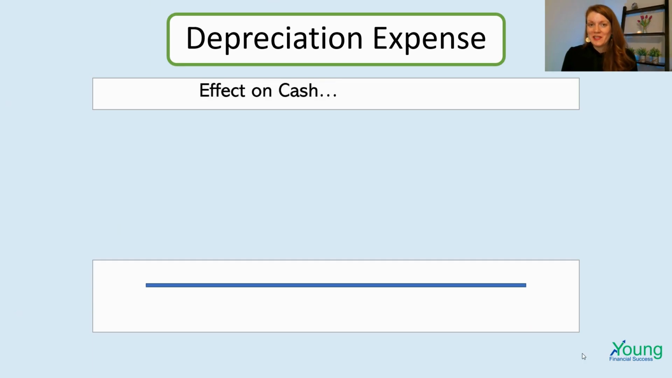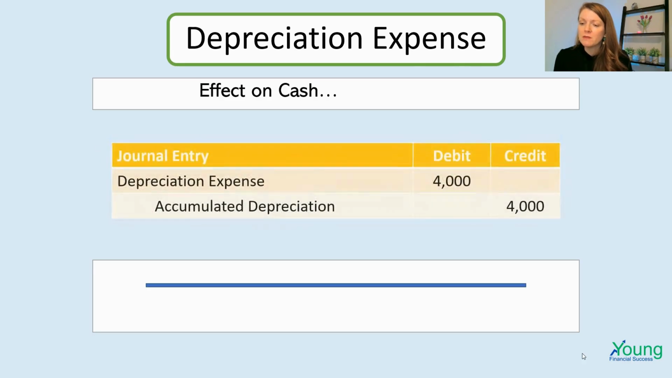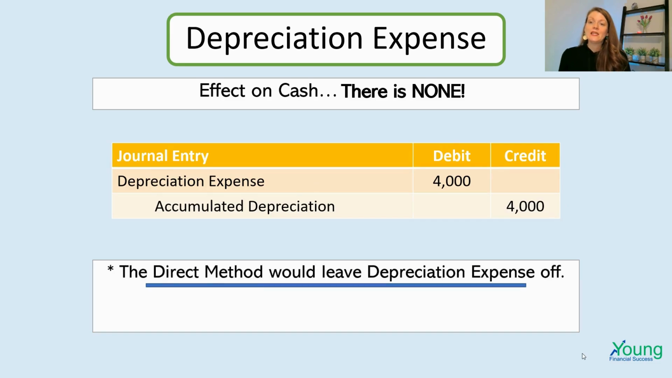So depreciation expense is unique because what is the effect on cash for depreciation? Well, let's look at what the entries would have been. So when we look at depreciation expense on our income statement, it was $4,000. So we would have recorded a debit of $4,000 and a credit to accumulated depreciation. Did this touch cash at all? No, there is no effect on cash when we record depreciation expense. Therefore, it does not have an effect on cash under the direct method. So the direct method, we would leave depreciation expense off completely.